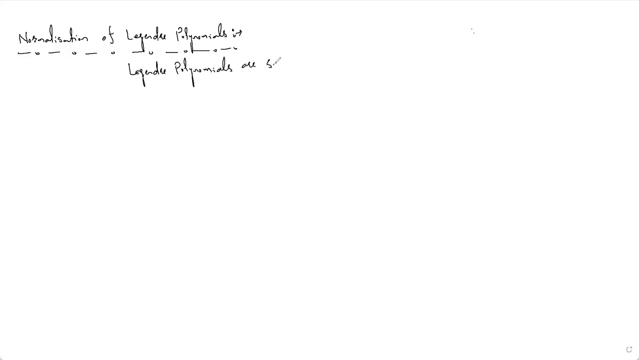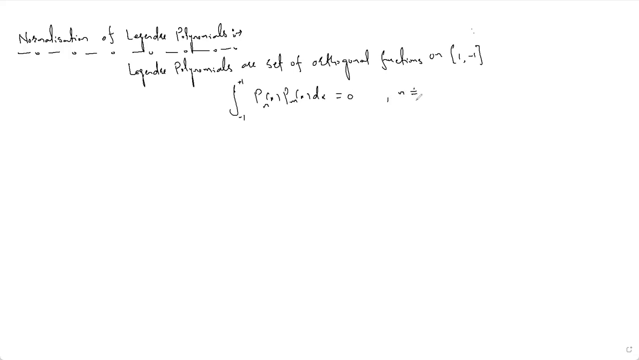The Legendre polynomials are a set of orthogonal functions on the interval -1 to 1, wherein we have the integral from -1 to +1 of Pn of x, Pm of x dx, which is equal to 0 for n not equal to m. We have done this part, the orthogonality of the Legendre polynomials.